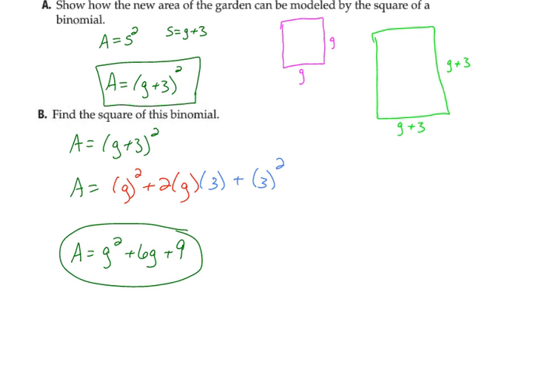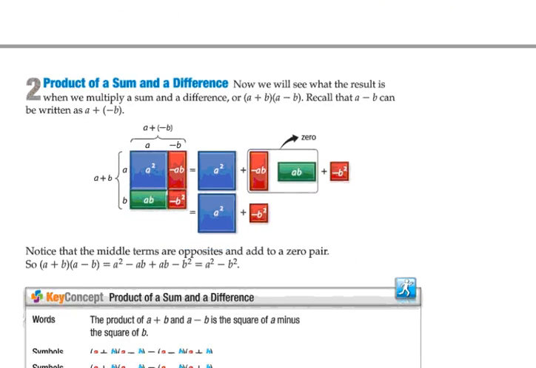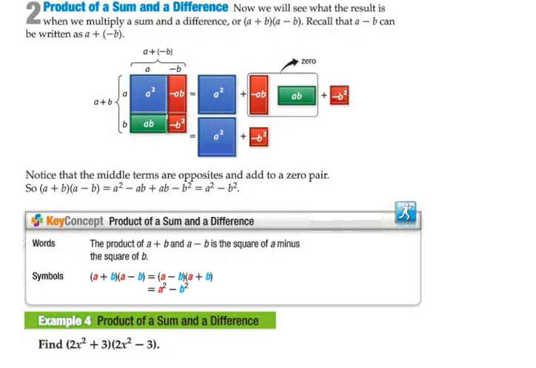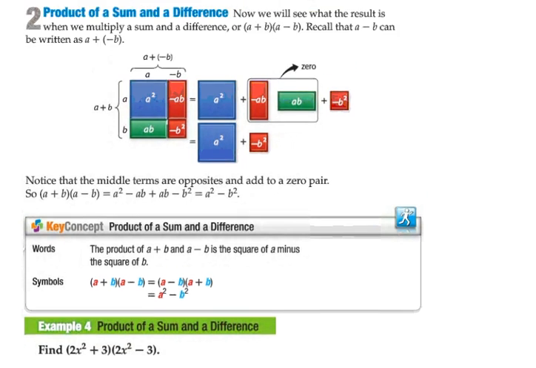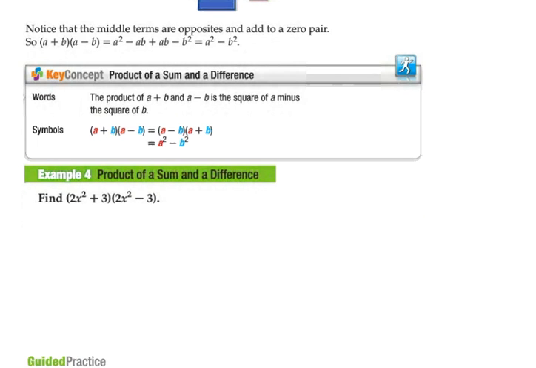So that's all they wanted for A. They wanted us to substitute that G plus 3 in for the side. Then we were supposed to find the square of that binomial. And so we used our little formula to do that. Okay, so again, that's the product of the sum of a product and then the difference of a product. Now we are looking at that sum and difference. Okay, again, they show the really cool algebra tiles and how to do that. If you want to get into that, let me know and I will help you out with it.